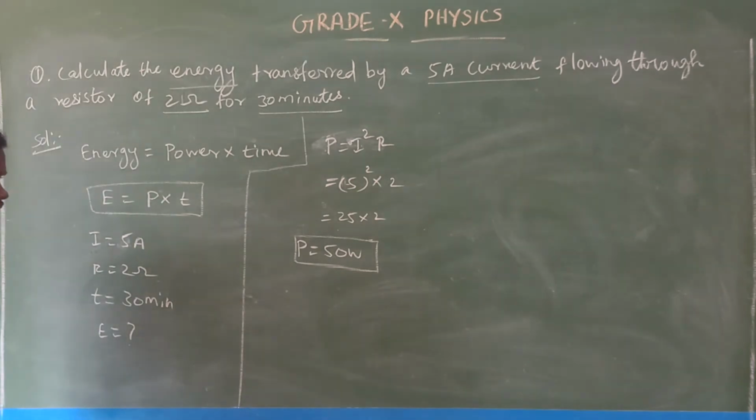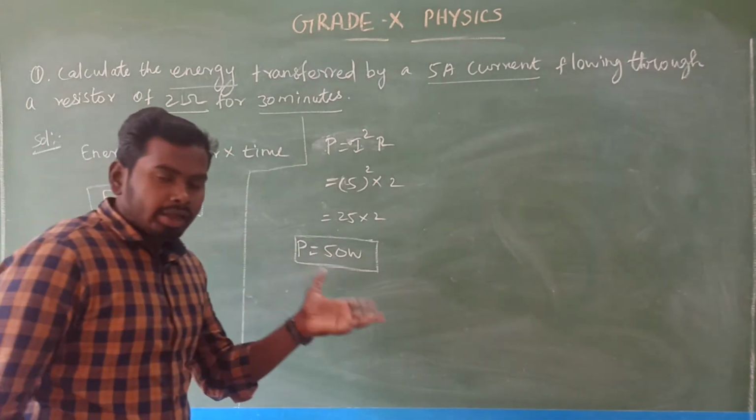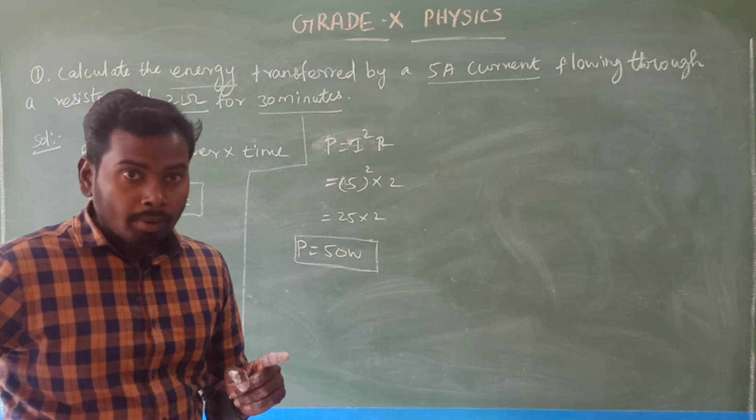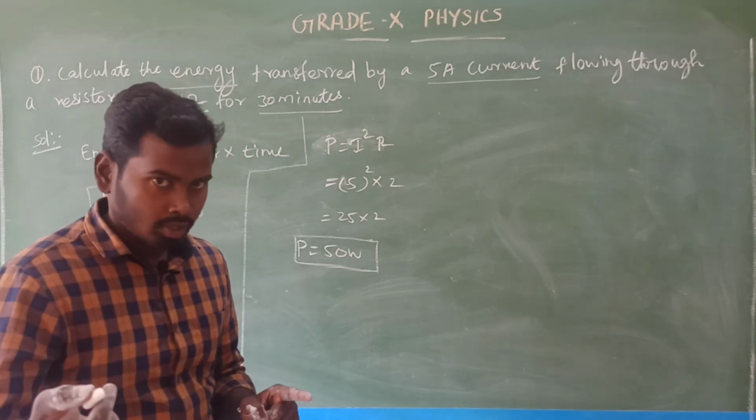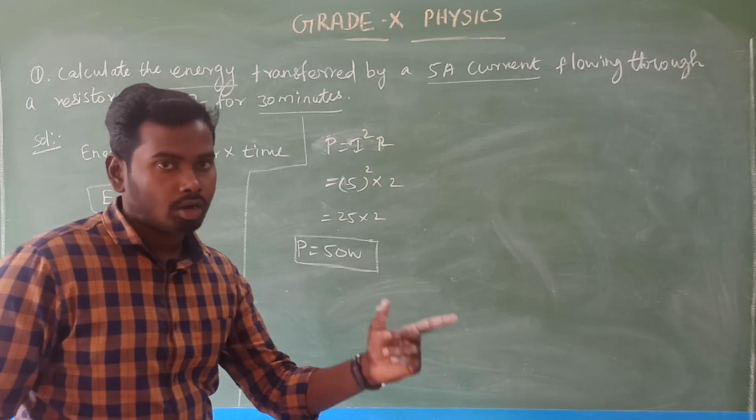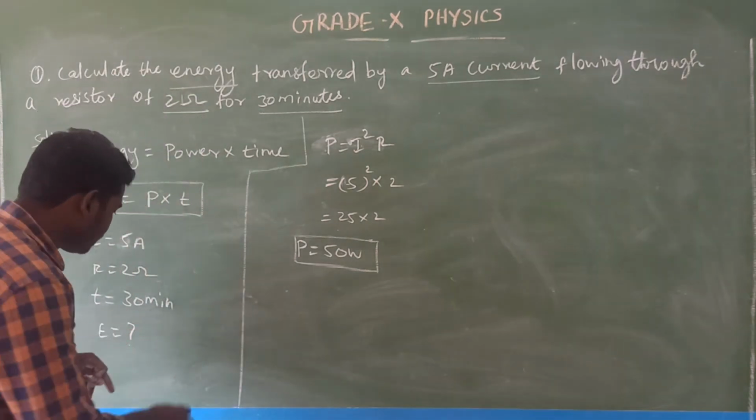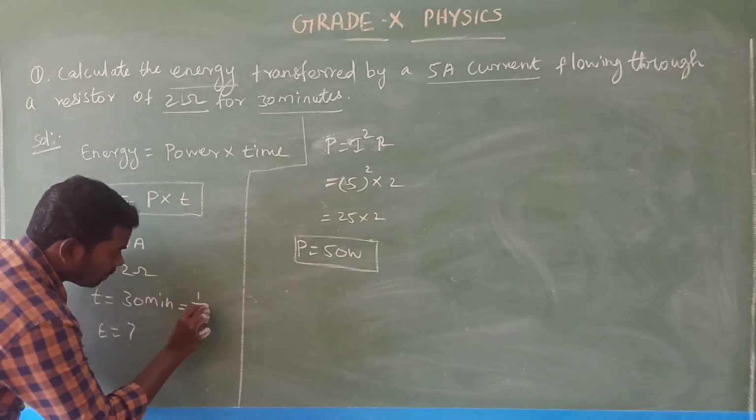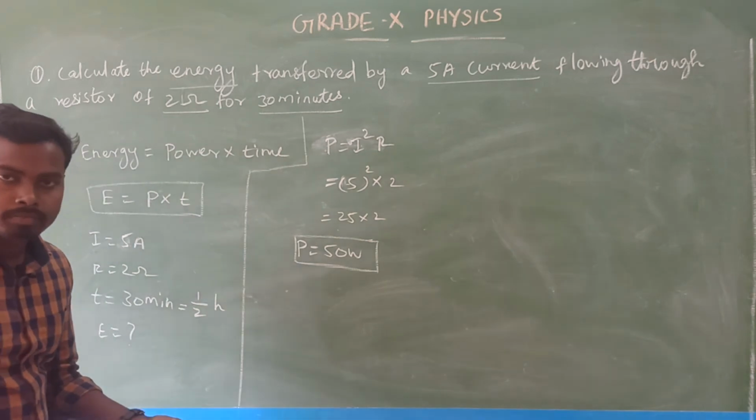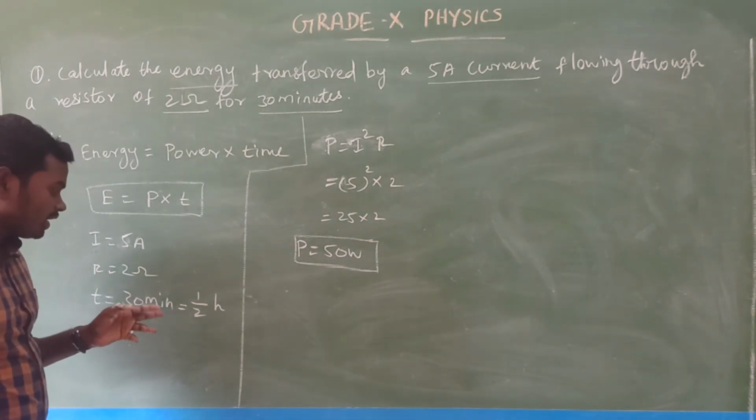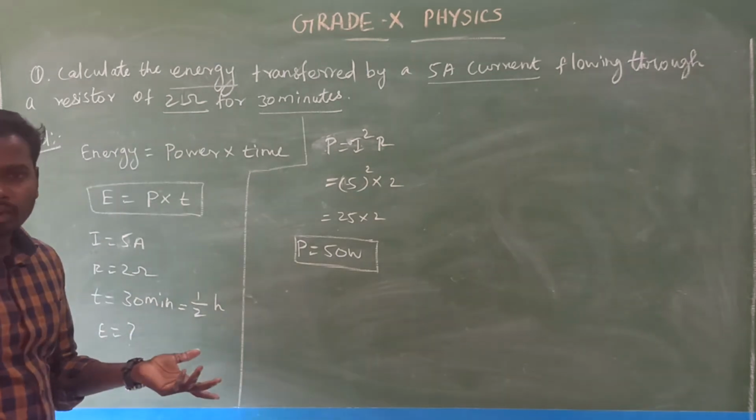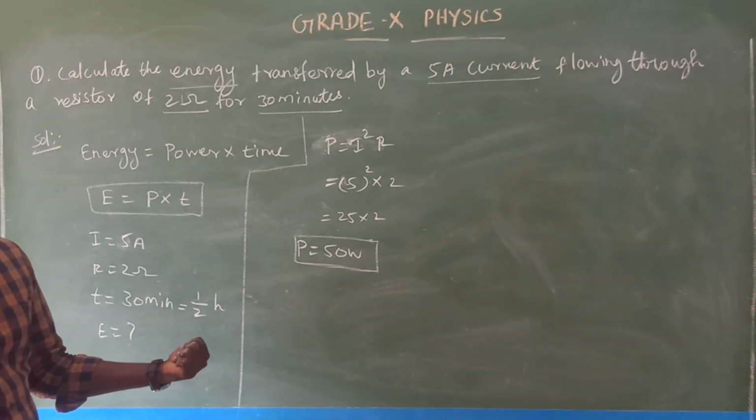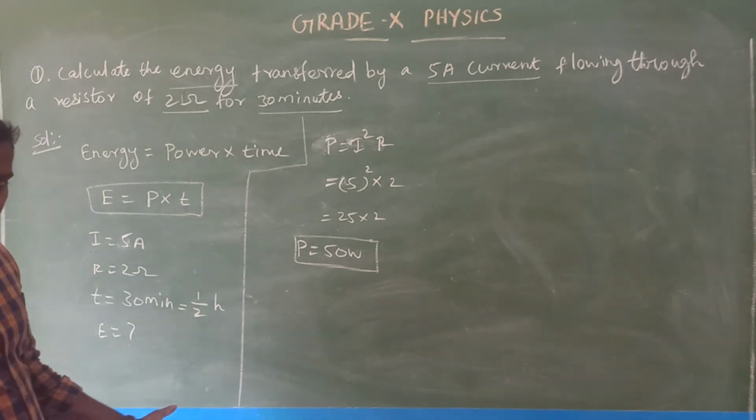Is it clear? Already we know in the concept of electrical energy, power should be in kilowatt, because the commercial unit of electrical energy is kilowatt hour. So power should be in kilowatt and time should be in hour, isn't it? The time is in minutes, 30 minutes, which is equal to 1/2 hour, or otherwise we can take 0.5 hour. Both are the same. For my convenience I have taken it like that.